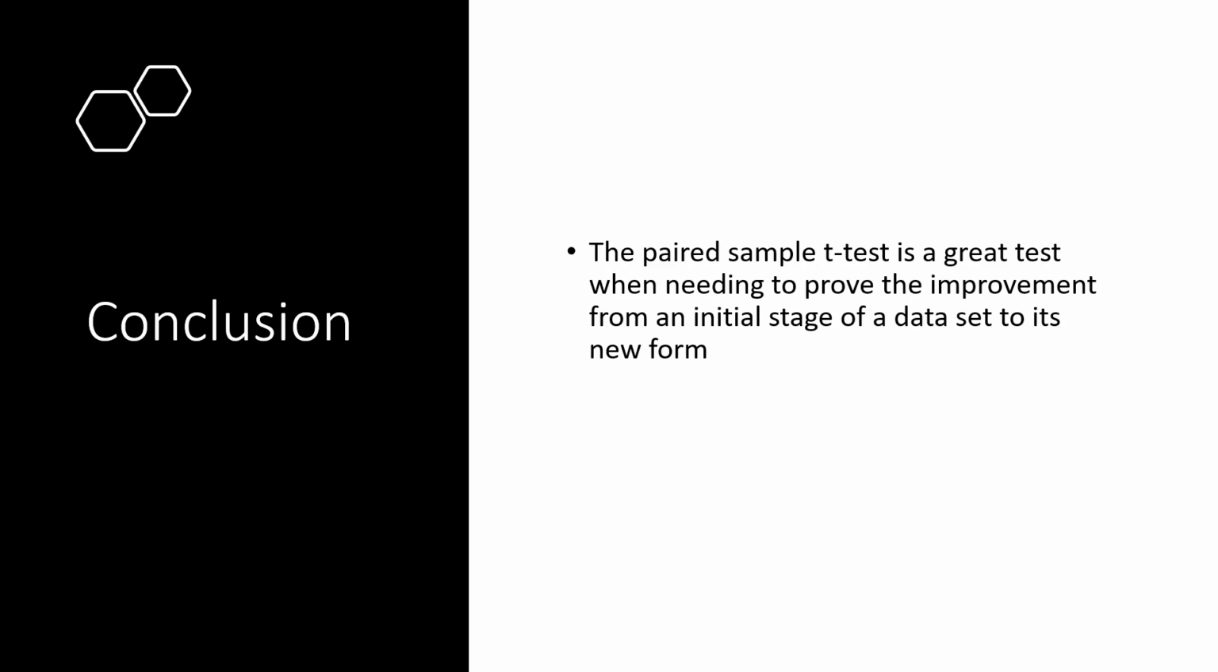the paired sample t-test is just a great test when you're needing to prove the improvement of an initial stage of a data set to its new form. So again, it can test the differences between two time points, two conditions, two measurements, or a matched pair. So in our example here, we were able to prove that the professor's study program really did improve the test scores of his students. So now he can just continue on using that study set.